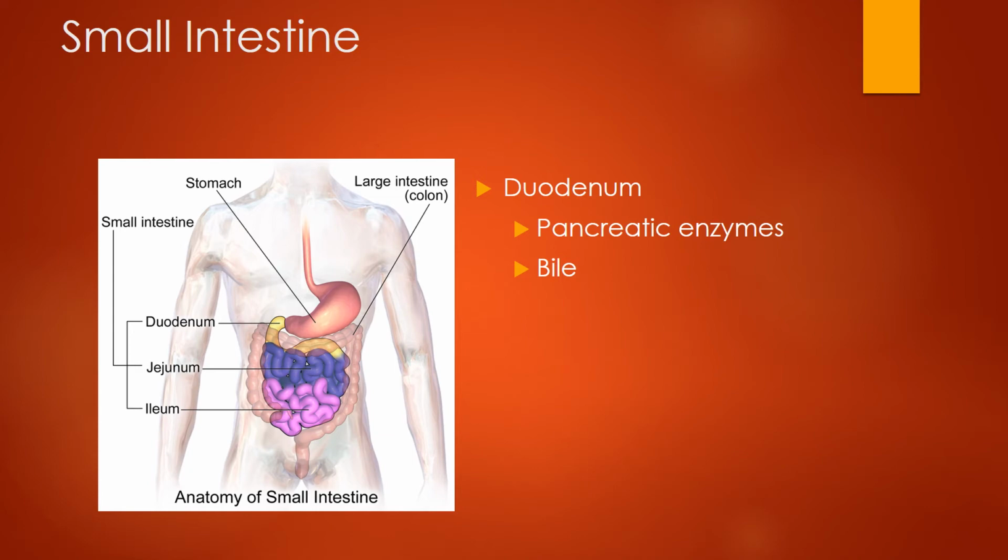Bile is produced in the liver and stored and concentrated in the gallbladder. It enters the duodenum through the bile duct. Bile contains bile salts, which make lipids accessible to the water-soluble enzymes. Monosaccharides, amino acids, bile salts, vitamins, and other nutrients are absorbed by cells of the intestinal lining.